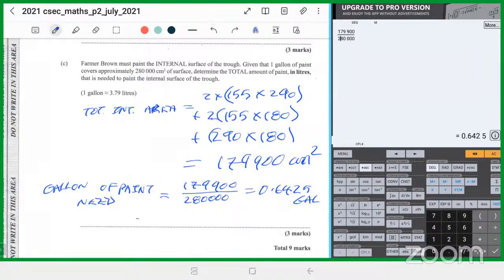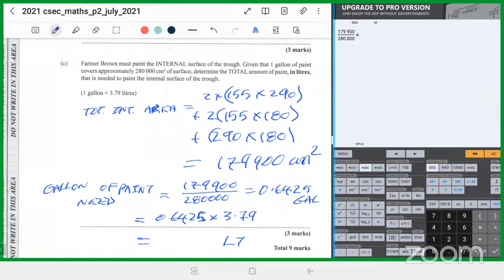So that is equal to 0.6425 times the conversion rate to liters, which is 3.79. And that's going to be the amount in liters that we need. So we're going to multiply this now by the 3.79. So we're going to need 2.435. I write out everything, you know.